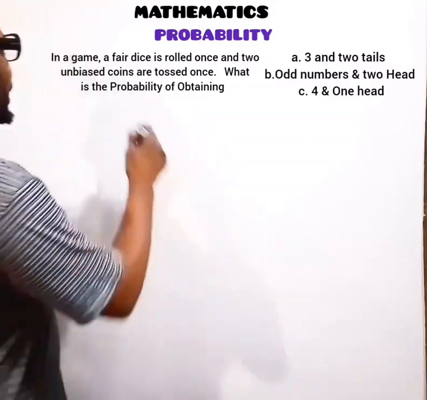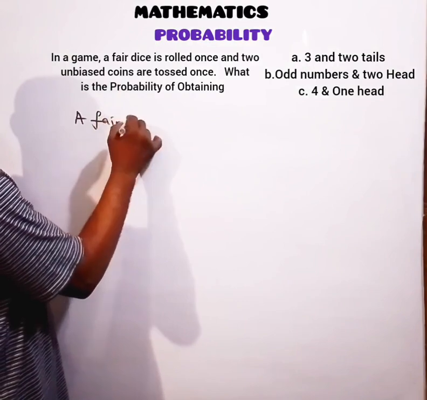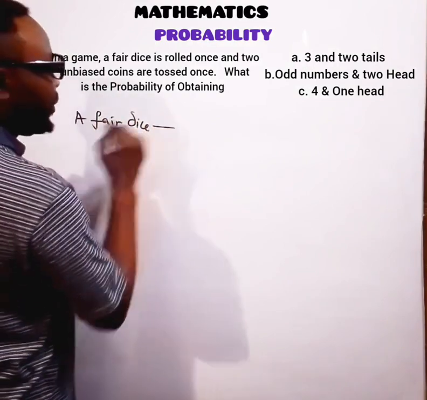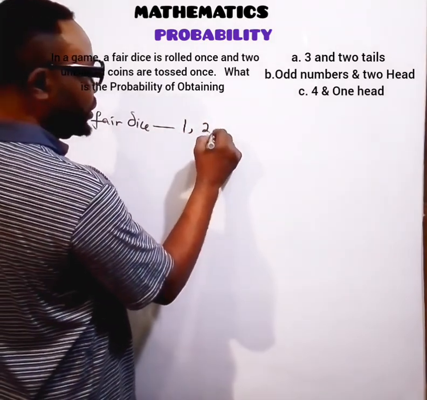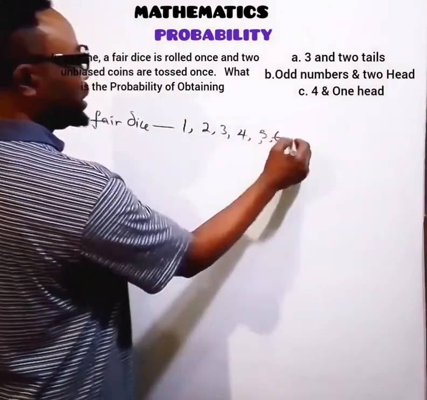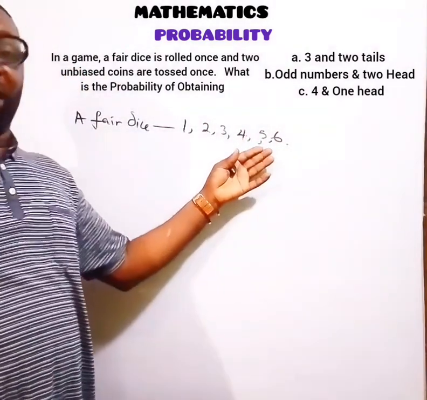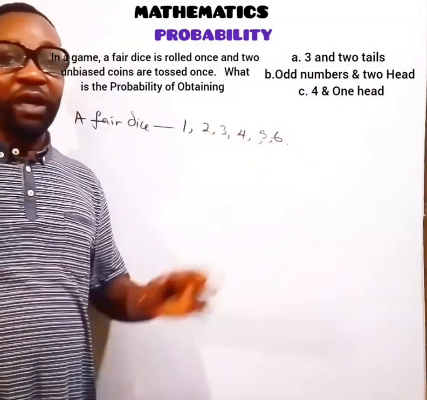Now, a fair die, we have this to give us. We're going to have this 1, 2, 3, 4, 5, 6. That is the outcome that a fair die is going to give to us. 1, 2, 3, 4, 5, 6.